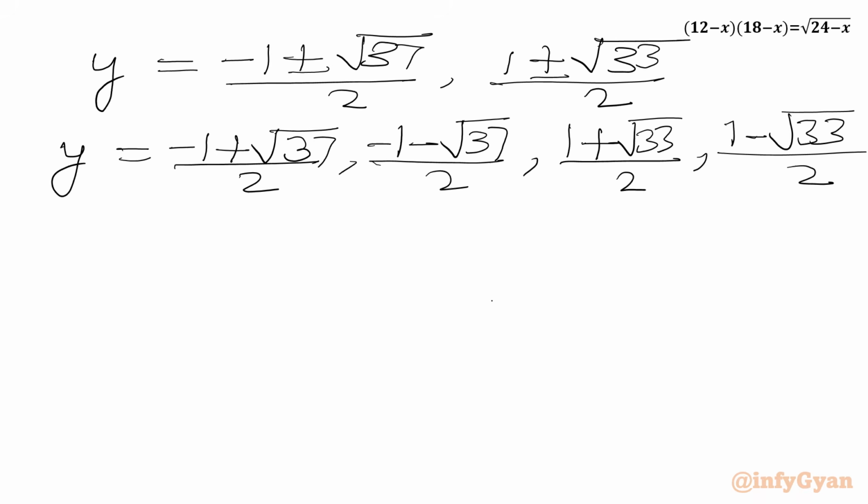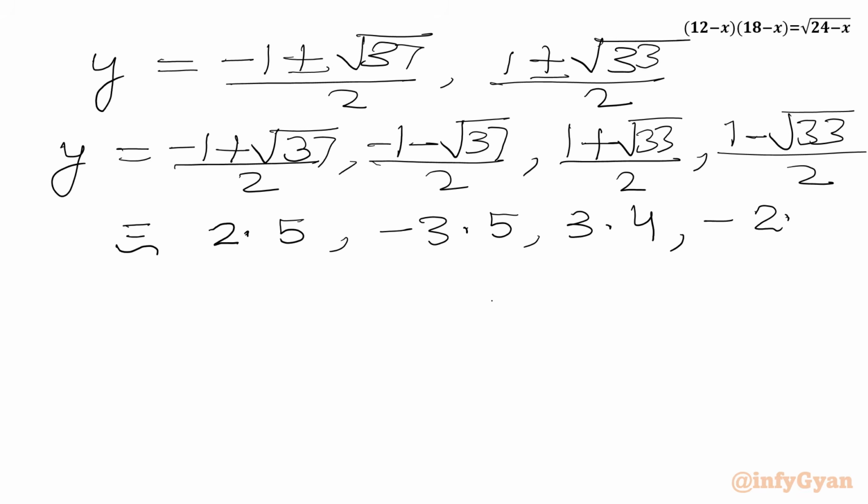Let's find the approximate values of all the 4 y values. So I will write here approximately equal to, first value will be 2.5 approximately. Second value will be minus 3.5. Third value would be approximately 3.4. And fourth value we can write minus 2.4 approximate.